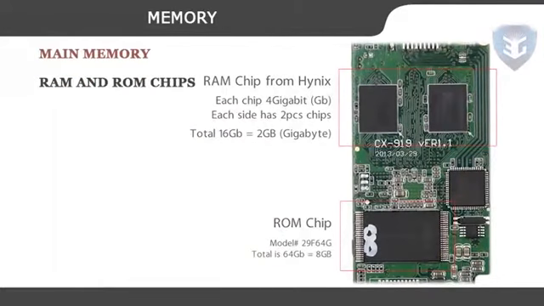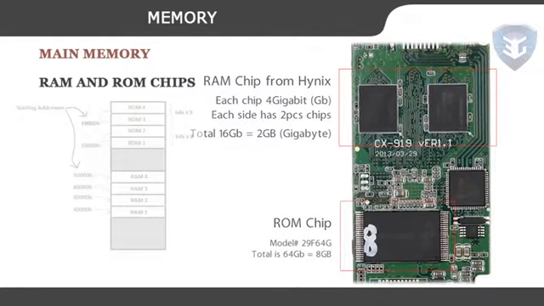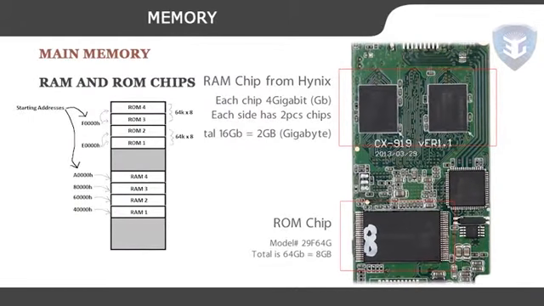RAM and ROM chips. A ROM chip does not require a constant source of power to retain the information stored on it, whereas a RAM chip does require a constant source of power to retain the information. Memory address map. Memory address map is address space that is assigned to each memory chip. For example, 512 bytes RAM and 512 bytes ROM.